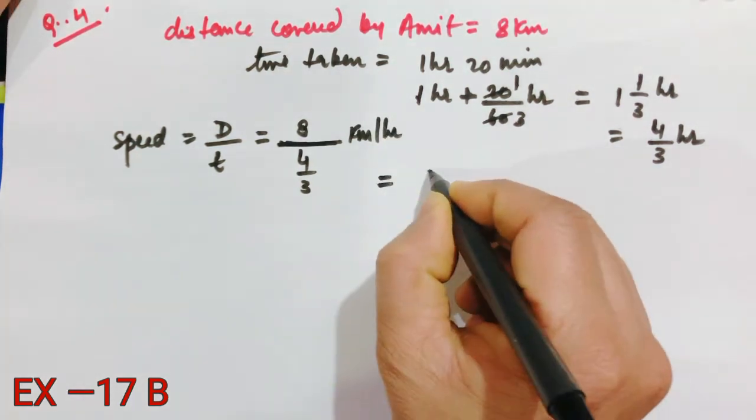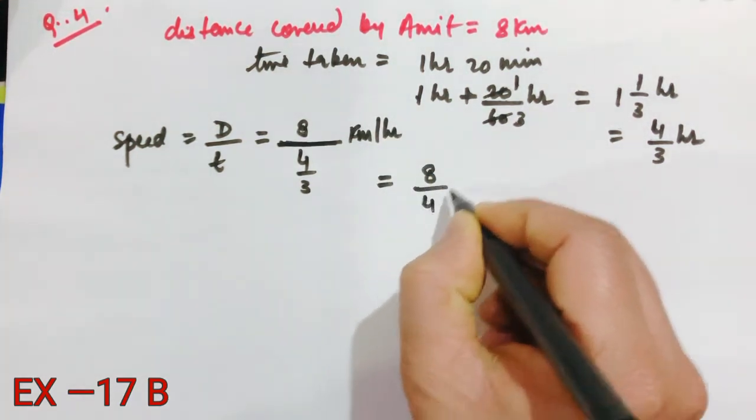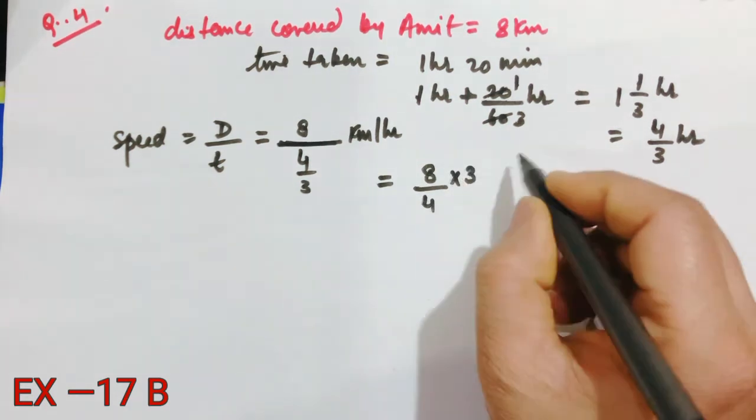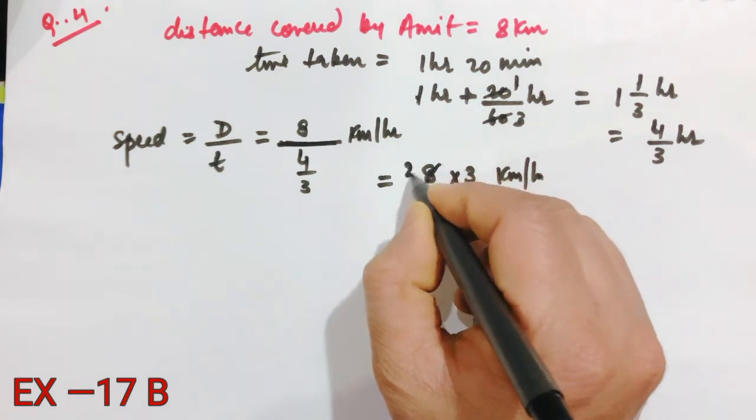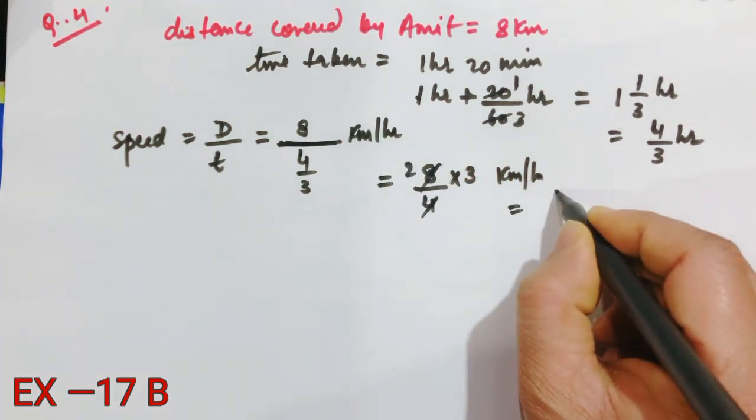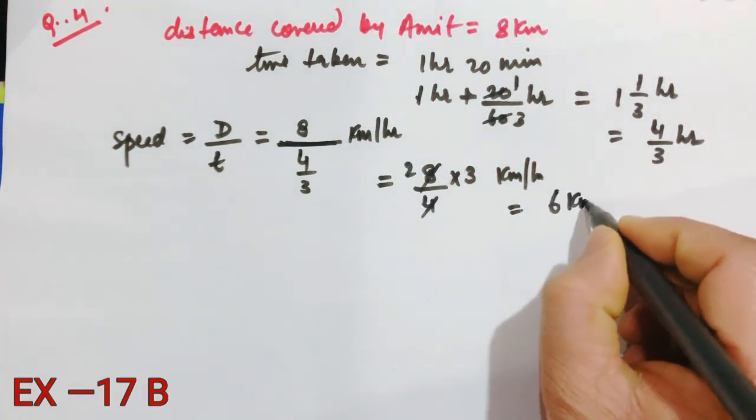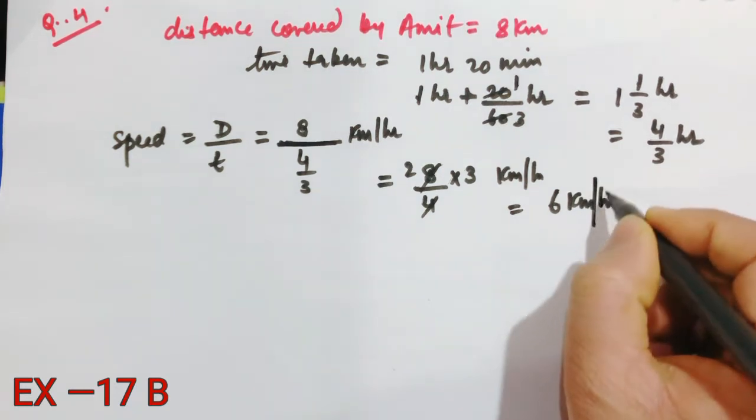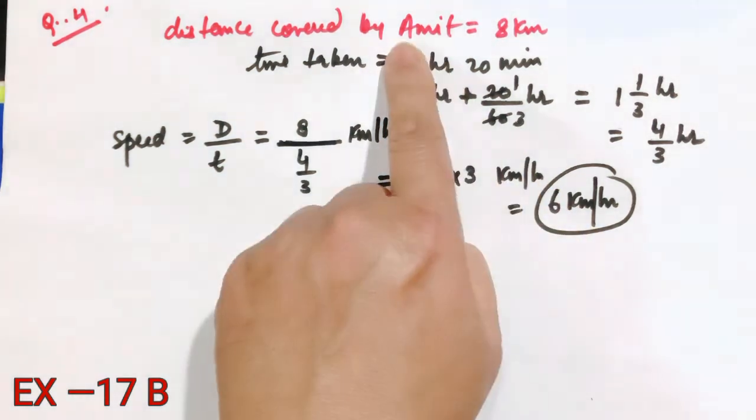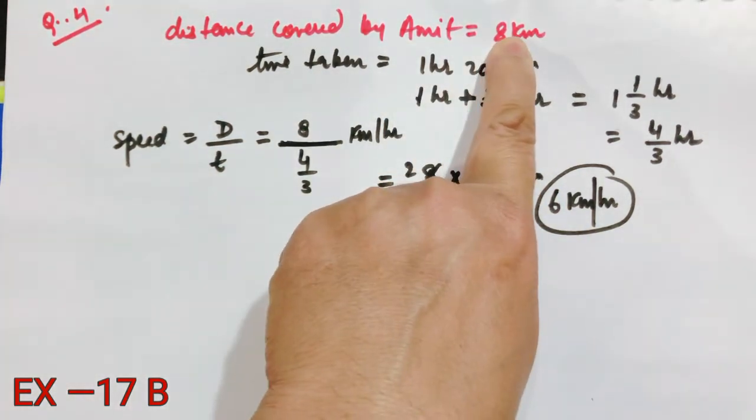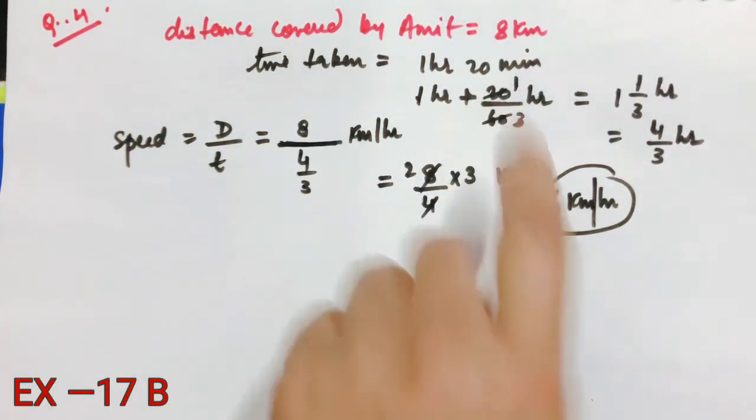And how do you write this? As 8 by 4, the 3 goes up, kilometers per hour, that is 4 2s are 8 and 3 2s are 6. 6 kilometers per hour is the speed by which Amit covers a distance of 8 kilometers in 1 hour 20 minutes.